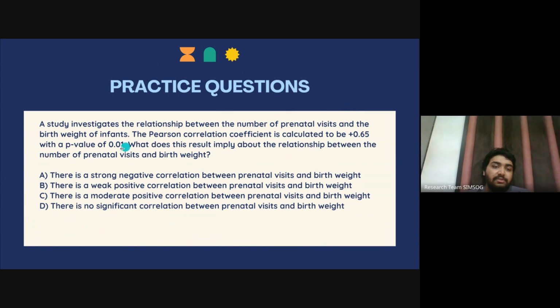Firstly, we have to check whether it's significant. Yes, it is significant. Now, whether it is positive or negative. It is plus, so it is positive, and it is falling between 0.3 and 0.7. So it is moderate. So the answer will be there is a moderate positive correlation between prenatal visits and the birth weight of infants. That is, the higher the number of prenatal visits, the higher the birth weight of infants.